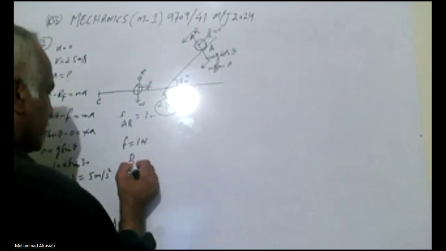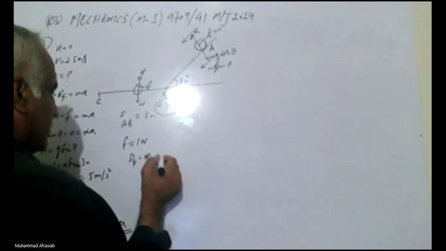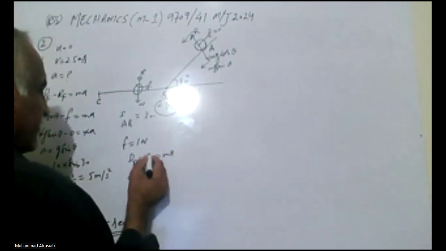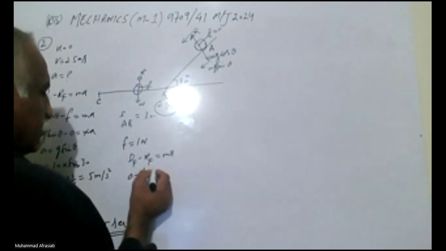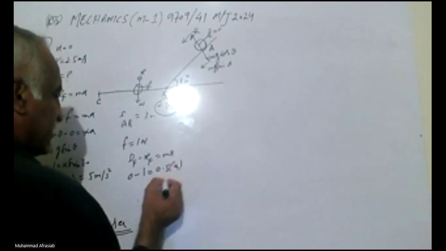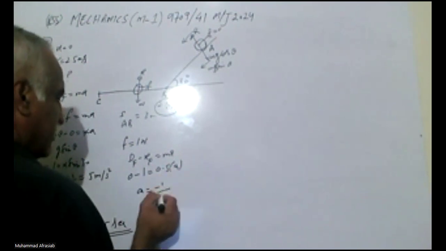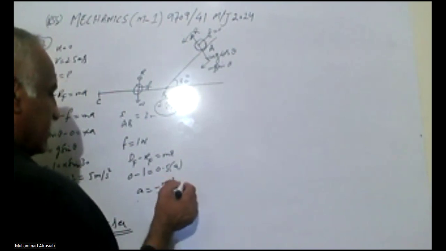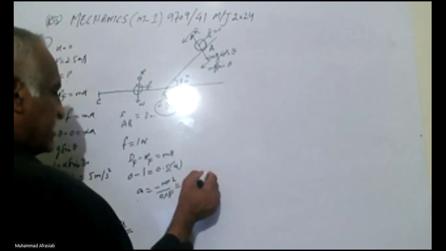So first, driving force minus resistive force is equal to net force. Now driving force is 0, resistive force is the frictional force, equal to m, that is 0.5, into acceleration there. So a is equal to minus 1 over 0.5, which is equal to minus 2 meters per second squared.